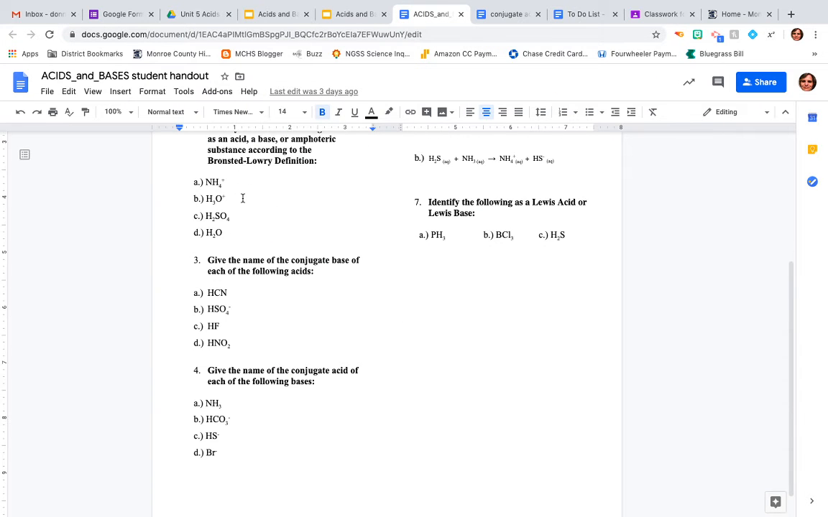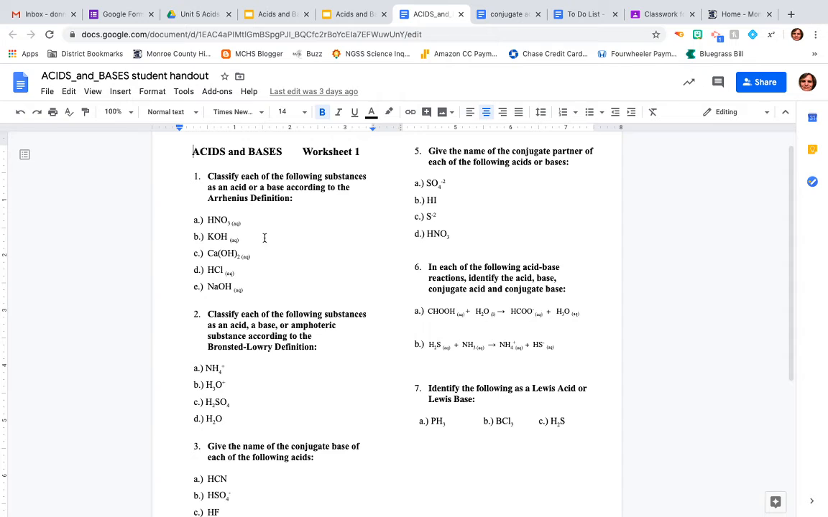Let's look at this example. Classify each of these substances as an acid or a base according to the Arrhenius definition. So again, remember, acids produce hydrogen ions, bases produce hydroxide ions. So to be an acid, you have to have hydrogen ions. To be a base, you have to have hydroxide ions.